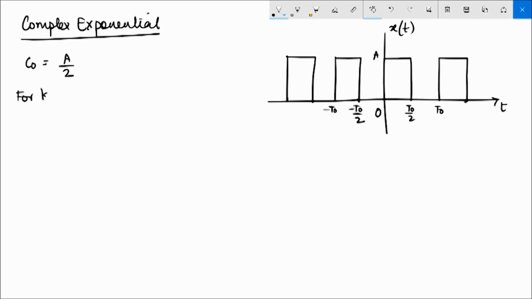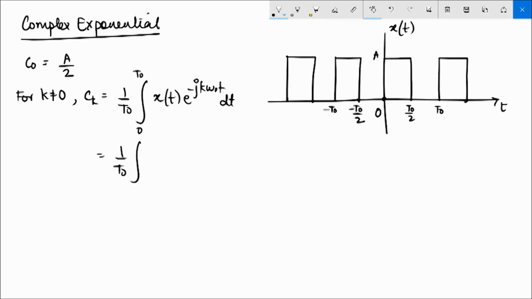Now for k not equal to 0, I can say that Ck is equal to 1 upon T naught integration. Because this is an odd function, it's more convenient to take the period from 0 to T naught. So 0 to T naught x(t) e to the power minus j k omega naught t dt. This would be equal to 1 upon T naught, with non-zero value only from 0 to T naught by 2, A into e to the power minus j k omega naught t.